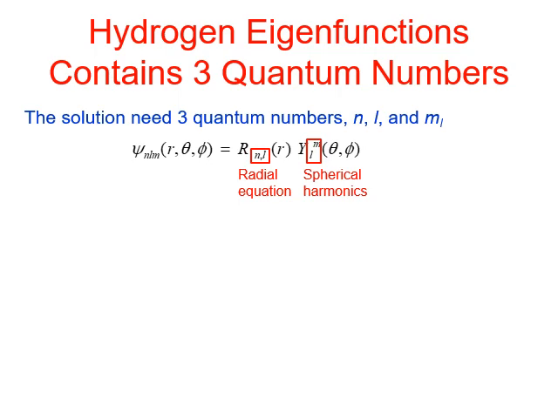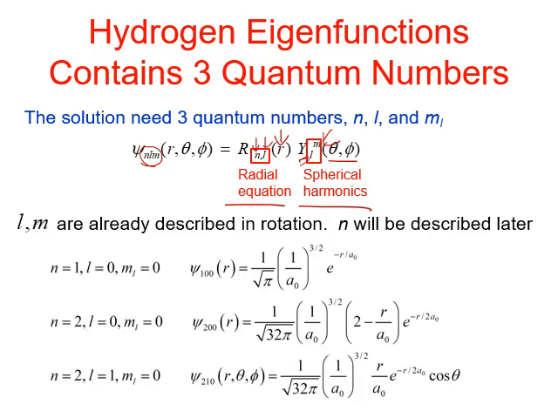The total wave function for the hydrogen atom is a product of 2 functions. The radial function, which is a function of distance r, and the spherical harmonic, which is a function of 2 angles, theta and phi. The wave function is determined by 3 quantum numbers, n, l, and m. The quantum numbers l and m are already described in rotation. Quantum number n will be described later.